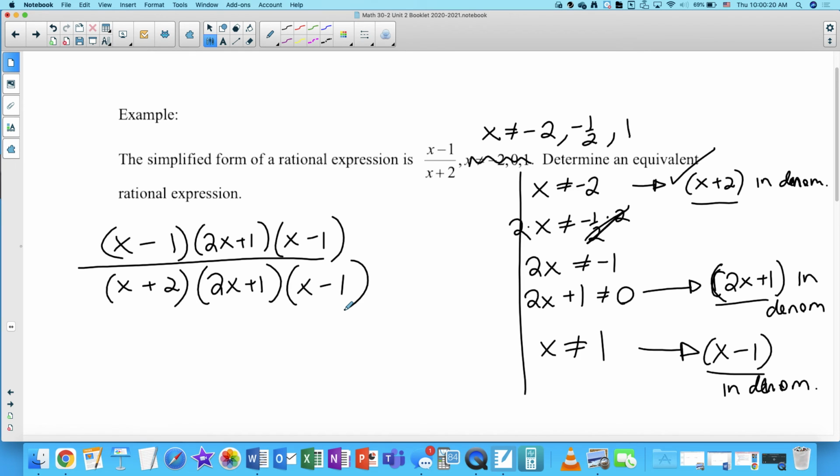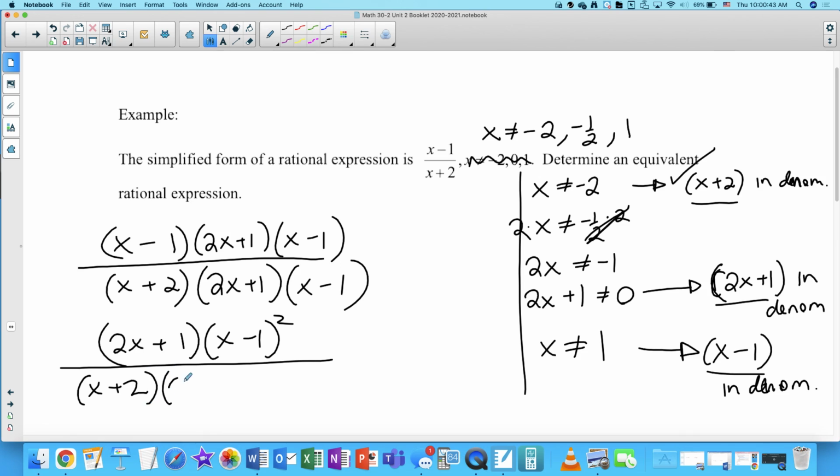I have no problem with this. But just so that you guys can recognize what this would probably look like in a multiple choice question, it would be written like this. 2x plus 1 times x minus 1 squared over x plus 2 times 2x plus 1 times x minus 1. Because you have two factors that are identical, right? So just as long as you can recognize that those are the same thing, that's fine.